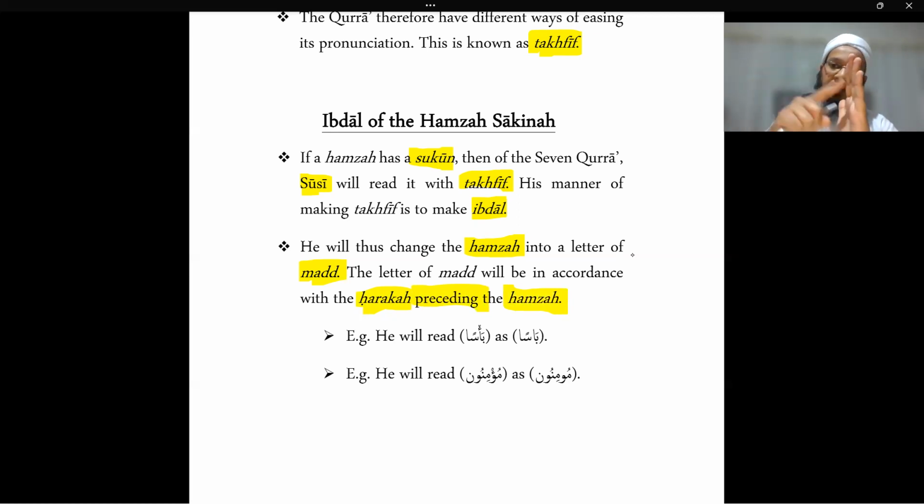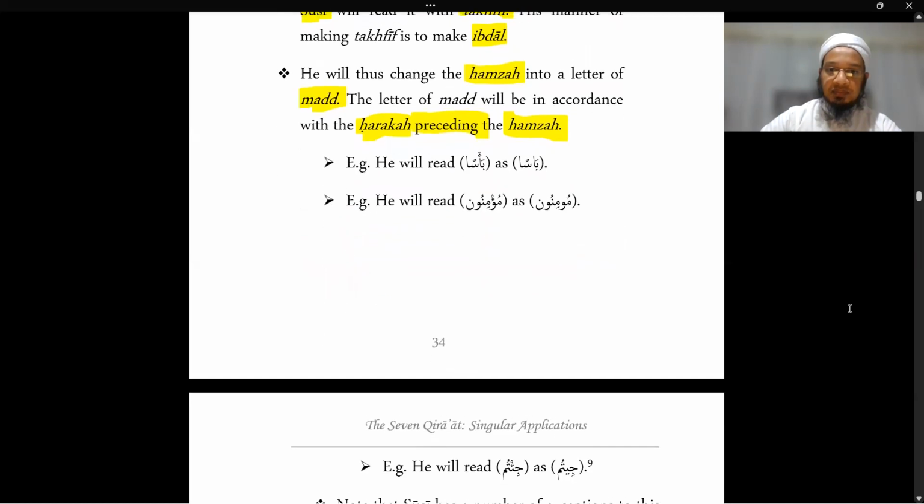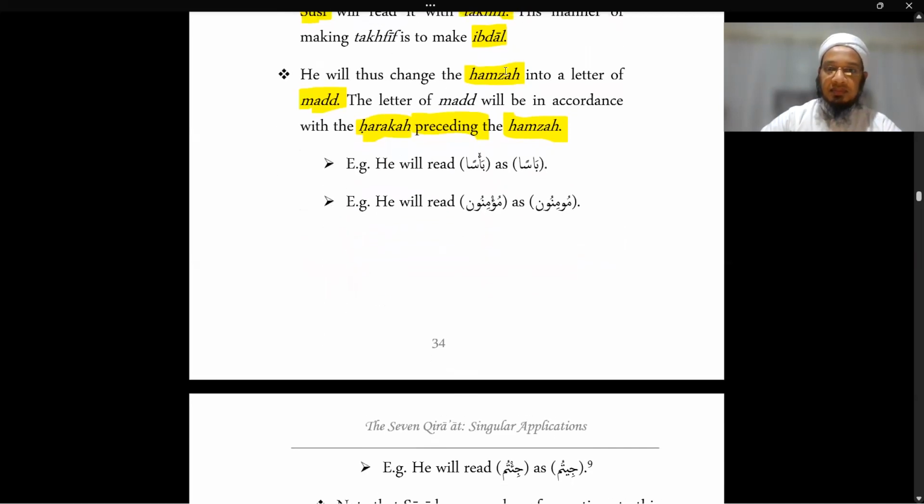If it's a fatha, you change it into an alif. If it's a dhamma before, you change it into a waw. And if there's a kasra before, you change it into a ya. So in these examples that we have over here, we have the word ba'san.